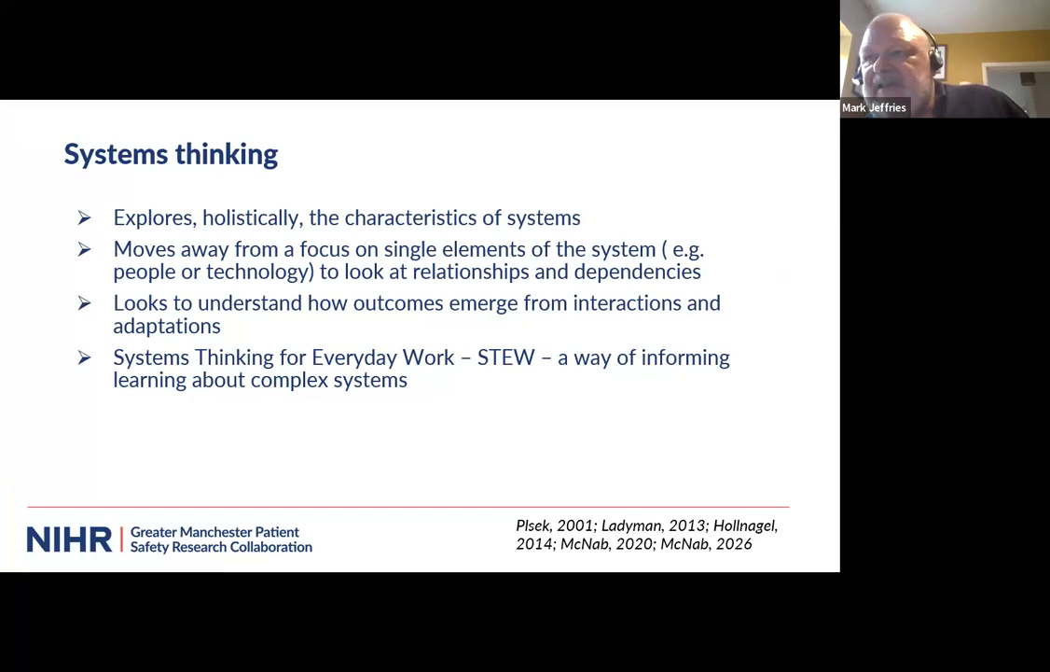So systems thinking is about exploring holistically the characteristics of a system. It's moving away from that focus on single elements that we talked about earlier. It's looking at the relationships and dependencies and understanding how outcomes might emerge from the interactions that happen across those things.